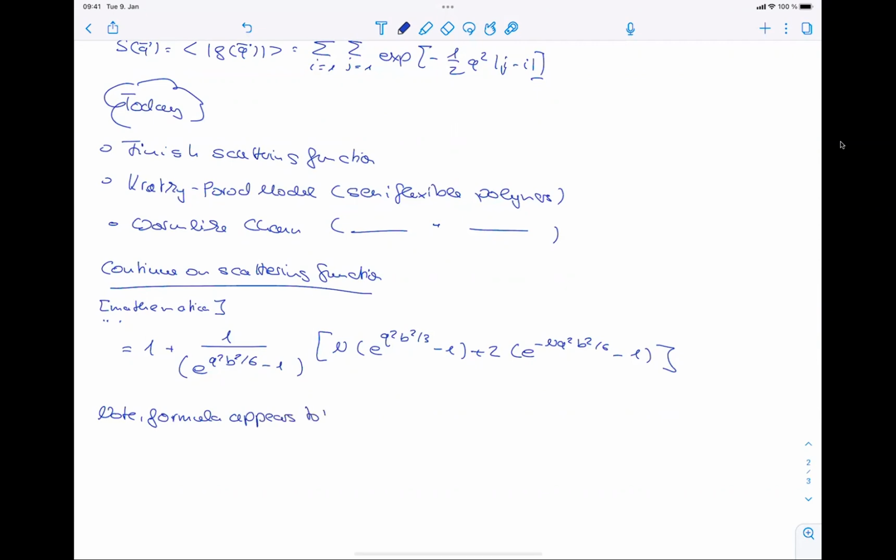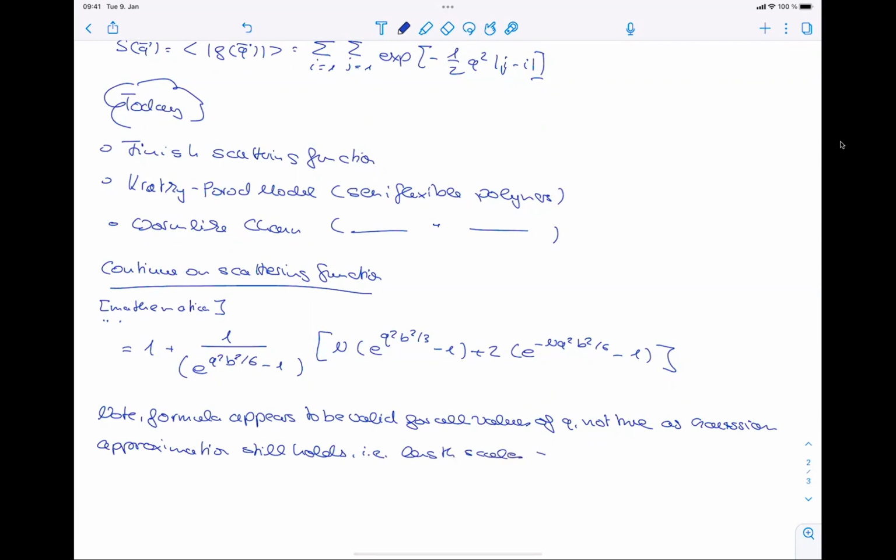So the formula appears to be valid for all values of Q, which is not true, as the assumption still holds. So that means that we only consider length scales that are much bigger than B, which now in Fourier space relates to Q times B being smaller than 1.